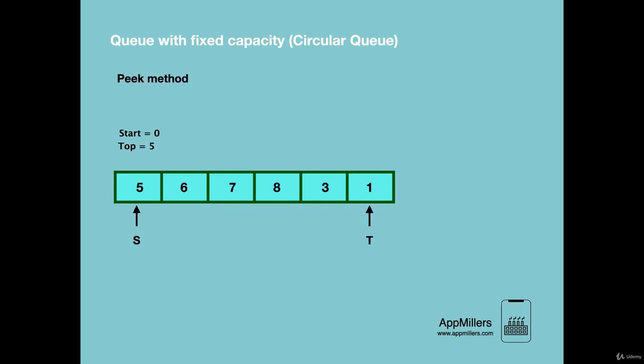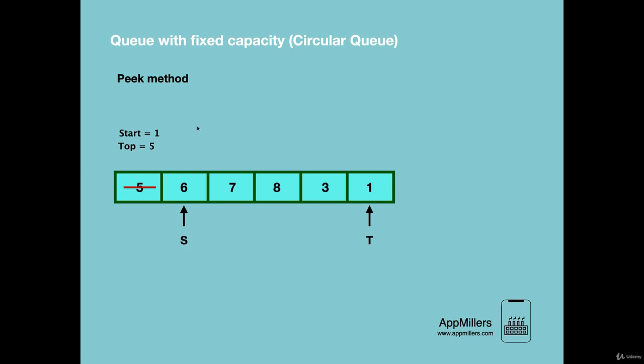Now the next method is pick method. So in this case, pick method always returns the first element. So it will return the element based on this start property over here. So if the start property says 0, it means that we will return the first element from this list. So in our case, it will be 5.